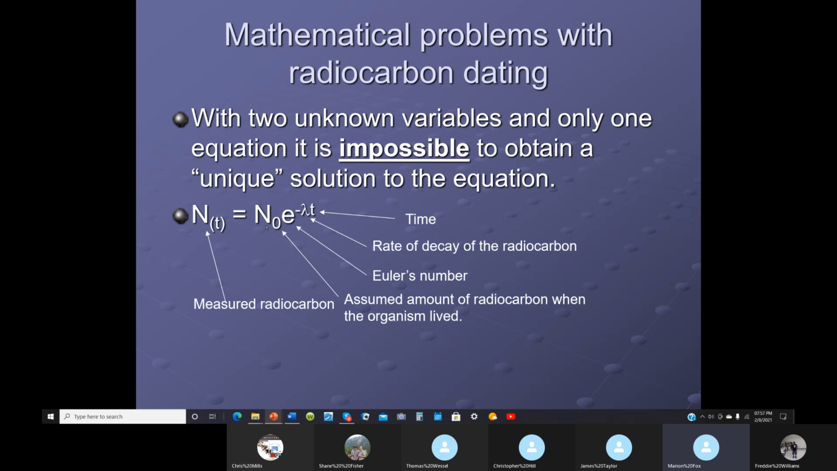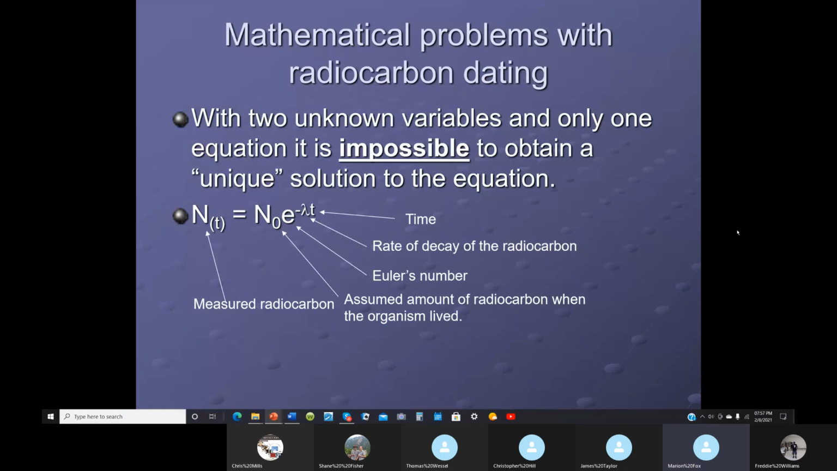That's an assumption. Here's Euler's number. This is the base for natural logarithms, and it's a very important number in mathematics. It's what's called an irrational number. You can't make it into a fraction of two whole numbers. There's lambda, negative lambda. It's decaying, so it's decaying downward. That's why it's negative. And there's time. It's the rate of decay of the radiocarbon.